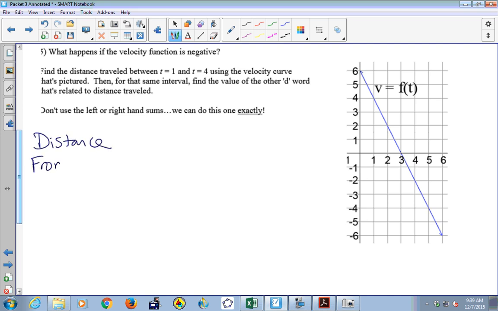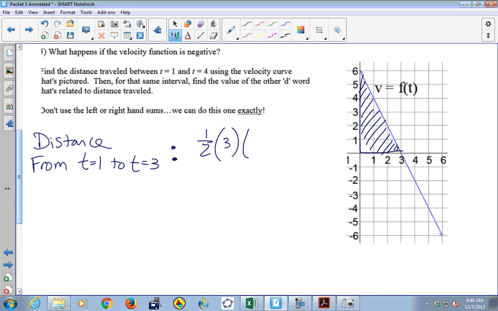Let's do our positive velocity first. So we'll do t equals 1 to t equals 3, right? So that's the area under the curve from 1 to 3. Okay, so what's the area there? 1/2 base times height, so it's going to be 1/2 times 3 times 6, which is 9.